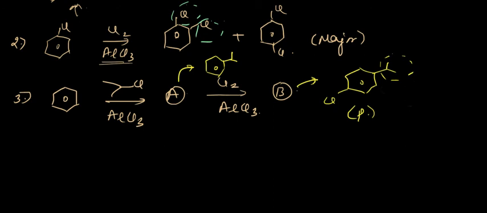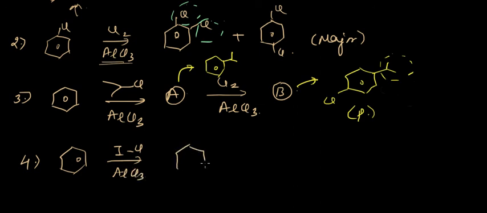Okay, so now let us do the fourth example. Herein we have something like this, ICl in presence of AlCl3. What would be the major product? Major product would be simply iodine. Why? Obviously iodine is less electronegative than chlorine, hence partial negative charge would be on chlorine and partial positive would be on iodine. So with this we come to an end of this lecture.